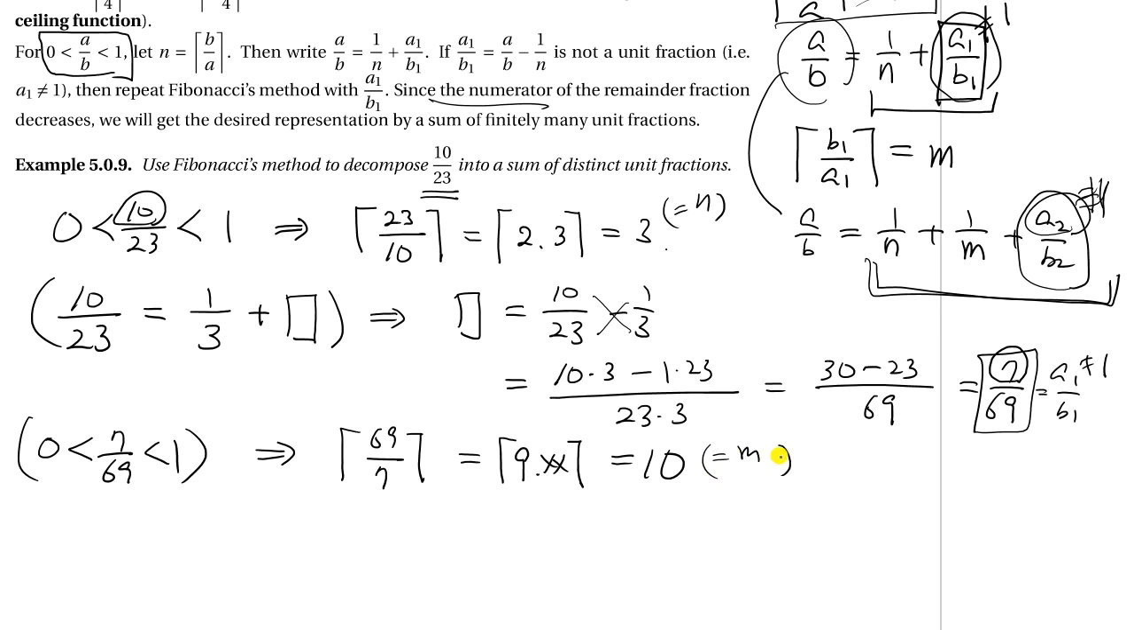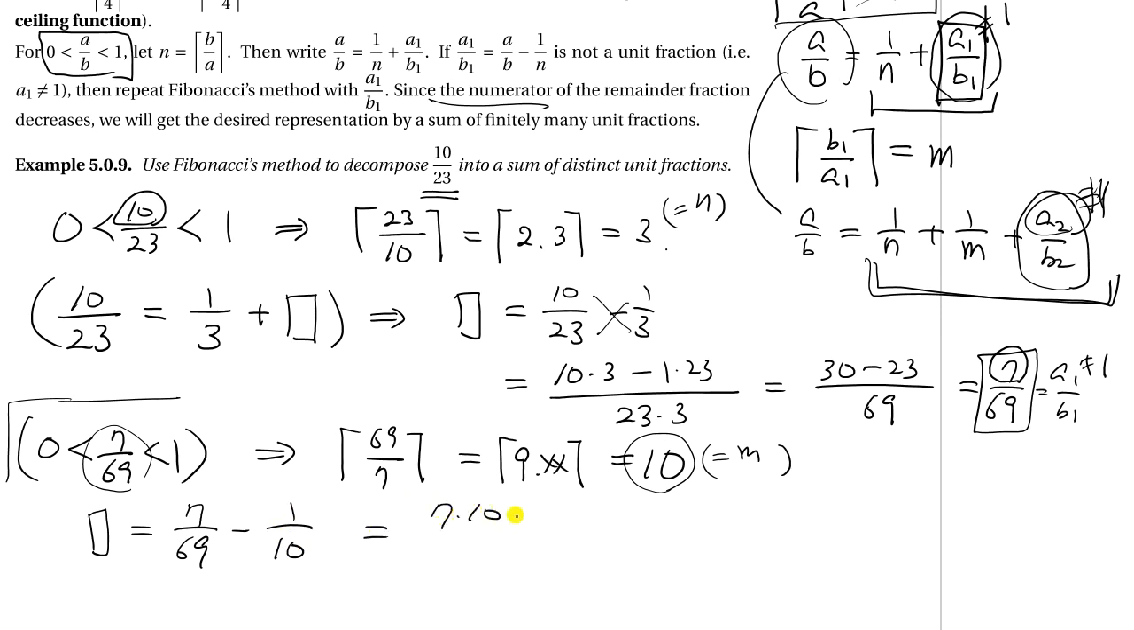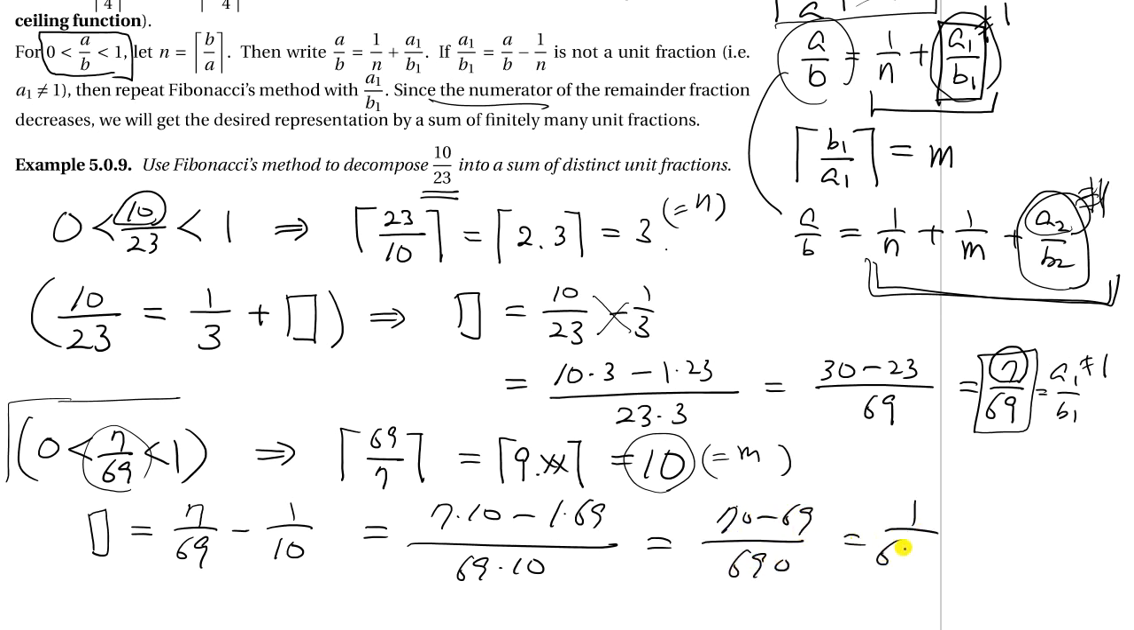Then how to get that A2 over B2? Okay, you just think like this. It should be from that original fraction. Right now, forget the previous ones. We are just dealing with this here, right? So the original fraction is 7 over 69, and we need to subtract, be careful, the reciprocal of m, 1 over m, right? So that is 7 times 10 minus 1 times 69 over 69 times 10. So it's 70 minus 69, which is 1. So it's going to be 1 over 690. That's our A2 over B2, but A2 is 1 right now, right? Which means we can stop here. Okay?